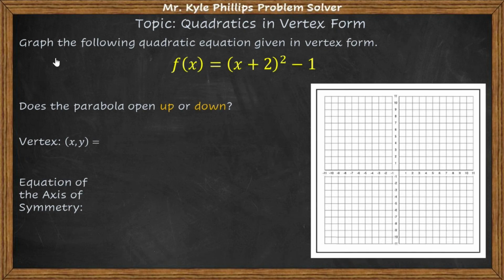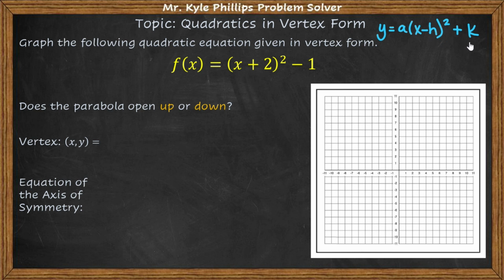Everybody. So in this video, we're talking about quadratics in vertex form. Graph the following quadratic equation given in vertex form. So here, this is what we have. So let's talk a little about vertex form. So typically, you have something like this: a(x minus h) quantity squared plus k. This is the standard form of an equation in vertex form.